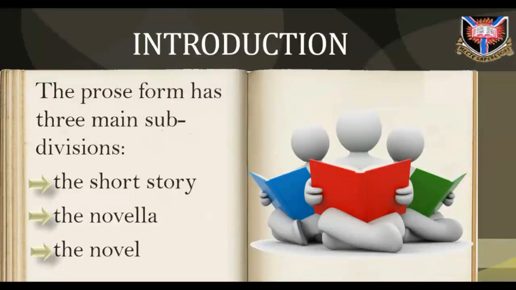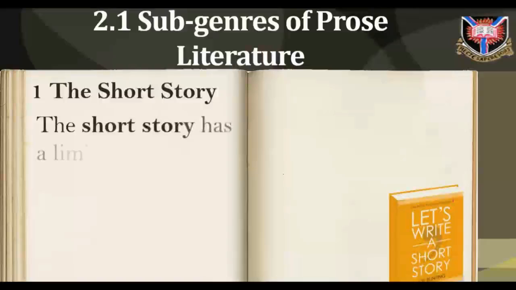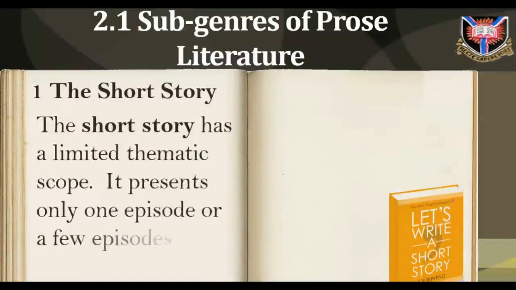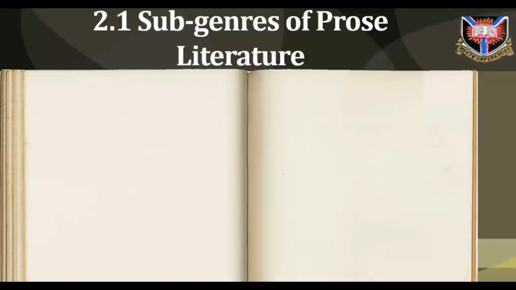The prose form has three main subdivisions: 1. The short story. 2. The novella. And 3. The novel. This study session will introduce you to these three subdivisions of prose literature and the distinguishing features of each. When you have studied this session, you should be able to distinguish appropriately between the three subgenres of prose literature, such as short story, novella, and novel.